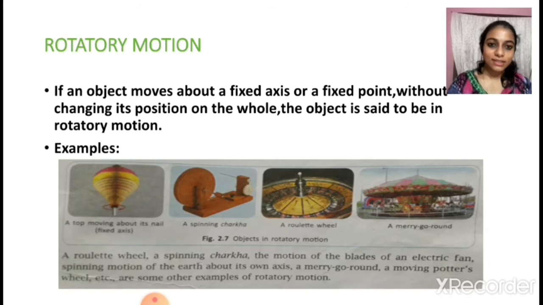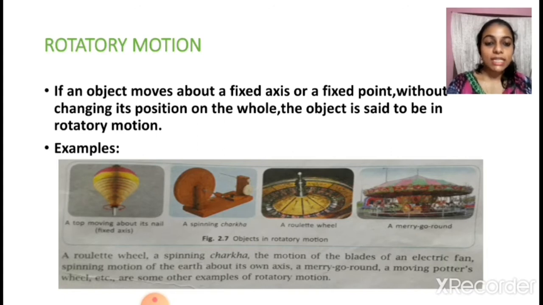Just take a look at the definition. If an object moves about a fixed axis or a fixed point without changing its position on the whole, the object is said to be in rotatory motion. See, we are very familiar with the top moving about its axis or its nail. So, when an object is moving about its fixed axis, then we can say that it is in rotatory motion, or it is executing rotatory motion.